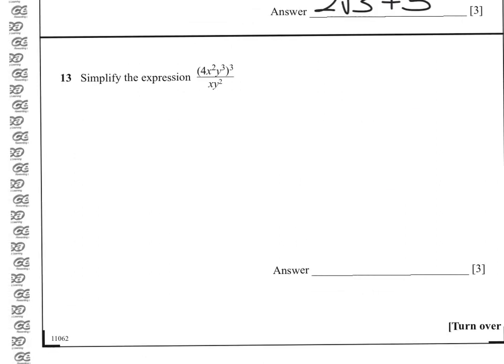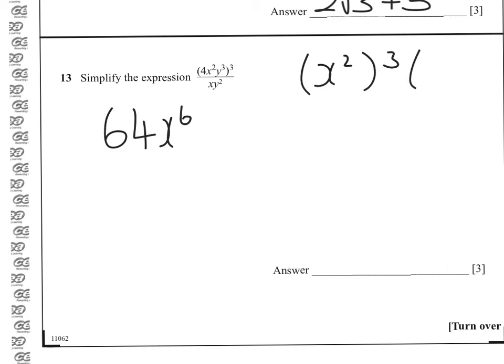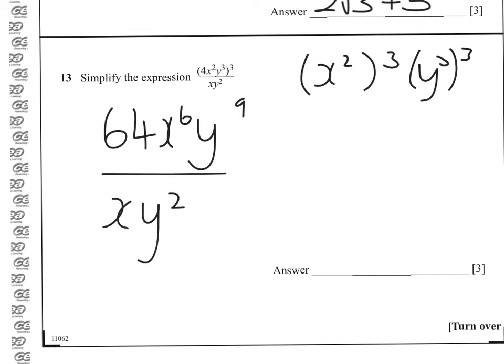If we deal first of all with the top line and the cubing, 4 cubed is 64. X squared cubed is x to the power 6, and y cubed, multiply the powers, gives us y to the power 9. The 64 will remain as it has nothing to cancel with. X to the 6 divided by x to the 1 is 6 take away 1, which is 5, and y to the 9 divided by y squared is 9 take away 2, which is 7.